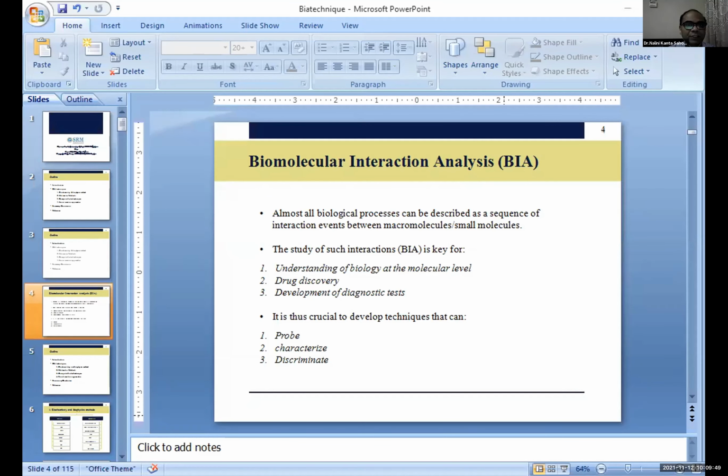And you can see here how it is forming the complex. Only a complex is formed. This is the second step, this is the third step, and this is the fourth step. And these are various techniques.